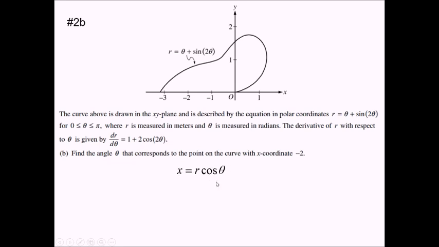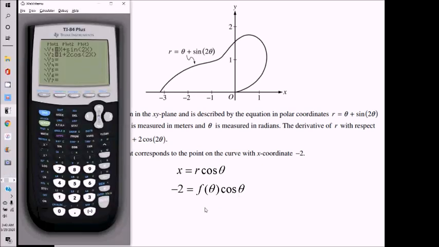So I can write here -2, which is my x value, equals my radius, which is just the f of theta function that I wrote about earlier, times cosine of theta. I'm just going to go ahead now and solve this on the calculator. So to solve this, I'm going to go into my y equals, and in y3, I'm going to create this f of theta times cosine of theta function. So f of theta, again, that was y1 where I stored that. Let me do alpha trace y1.